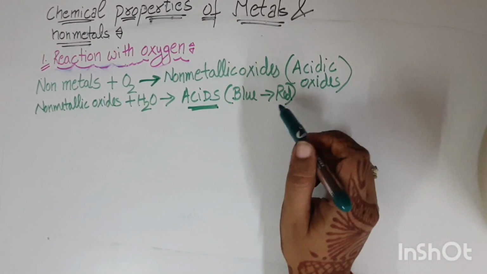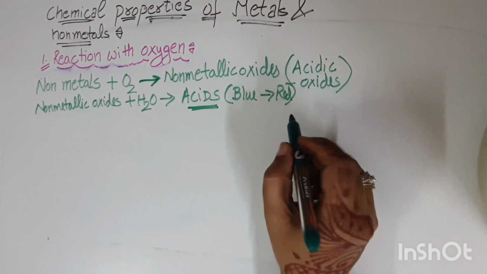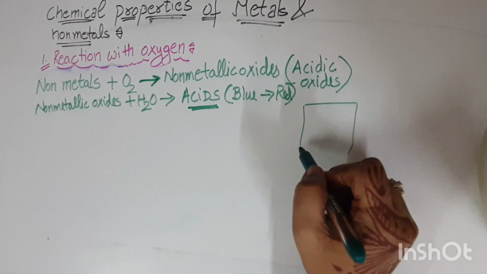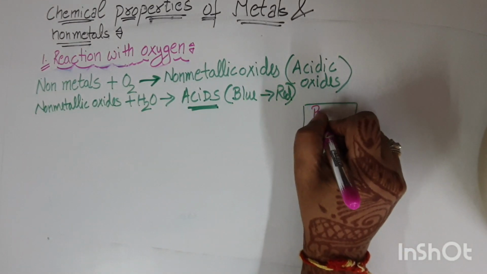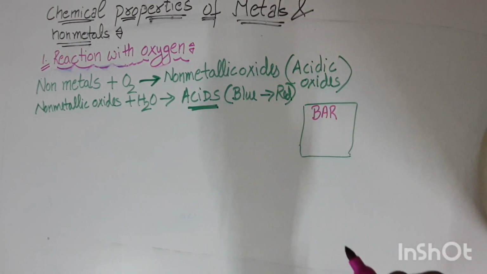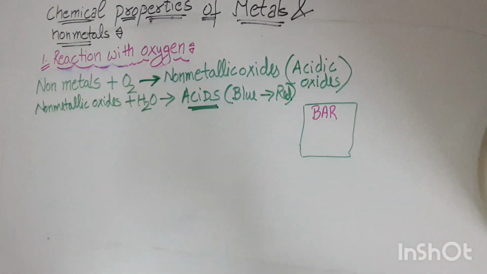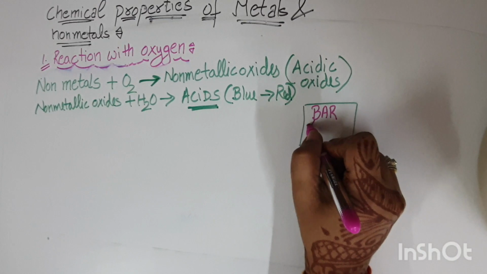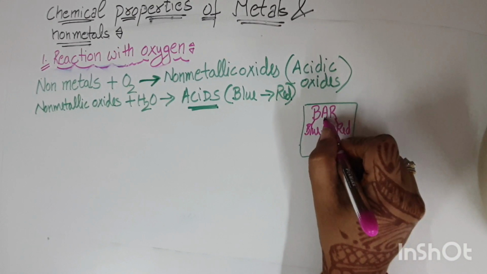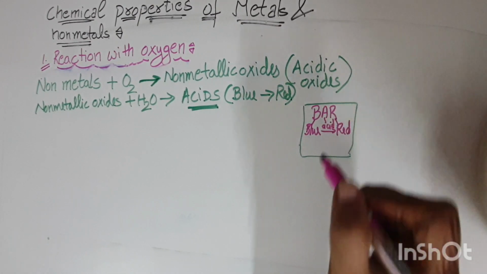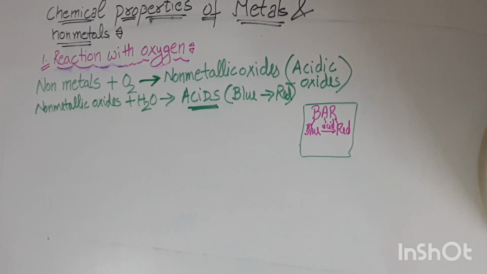How will you remember whether blue to red or red to blue is for acid or for base? For this, you can remember a learning trick. Remember this bar. Now what is this bar? This is blue and this is red. So blue to red is for acid. Whenever blue litmus changes into red litmus, that means it is acidic, and the reverse, red to blue, will be for base. So this is a learning trick for you to remember the litmus test.